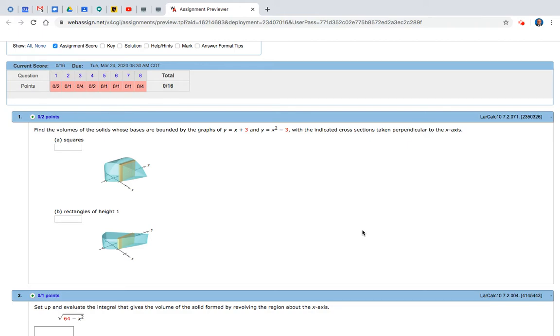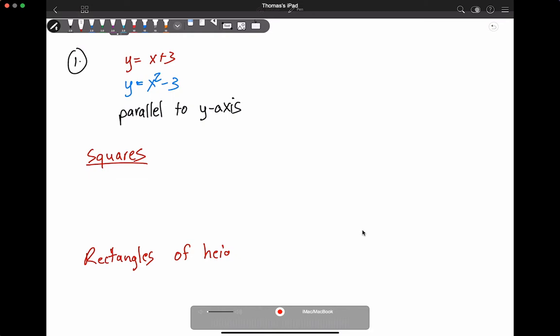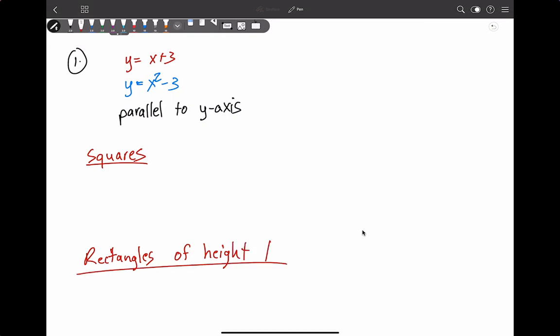Okay, all right, so in the first one, we're going to do squares, okay? And then the second one, we're going to do rectangles of height 1. So rectangles of height 1. All right, so now that I have that, let me go ahead and show you where I just wrote it. So I have my equations, and we're going to go ahead and set them up.